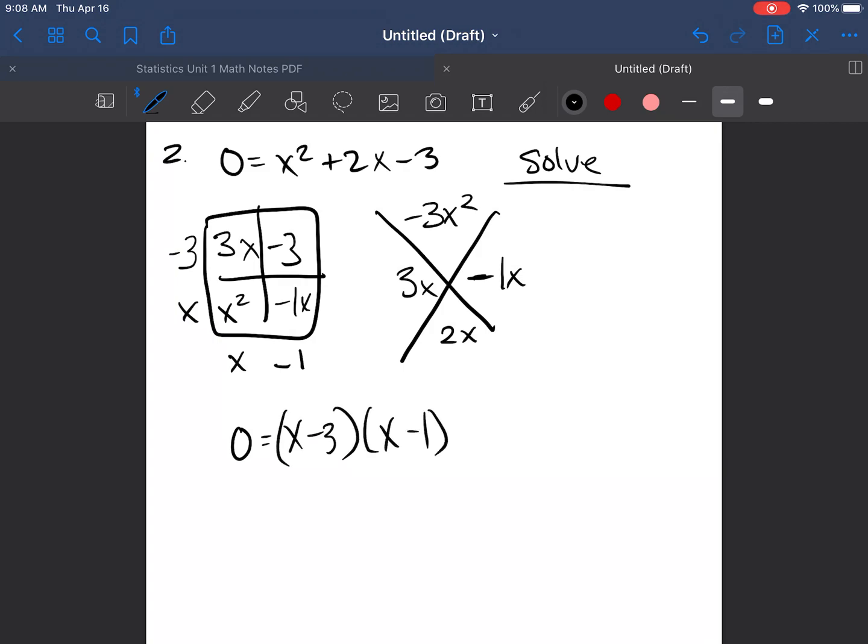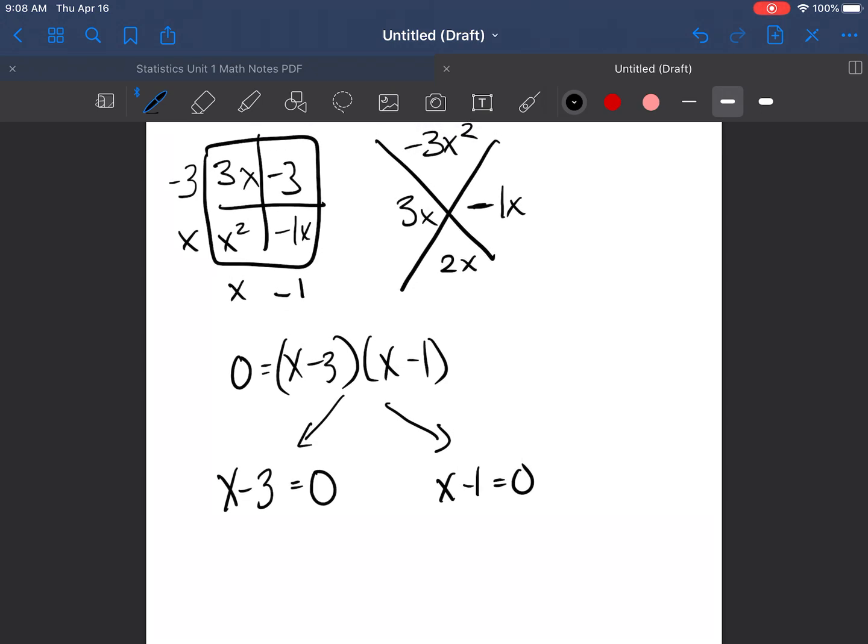And the directions tell me that I want to solve. That means I need a value for x. And whenever I see this 0, that's telling me I'm using the zero product property. I'm going to separate these factors because I want to find what the value of x is. And I can write it like x minus 3 equals 0 and x minus 1 equals 0.